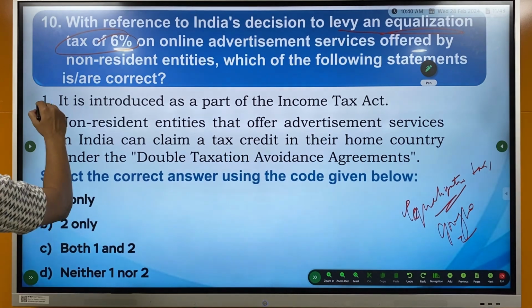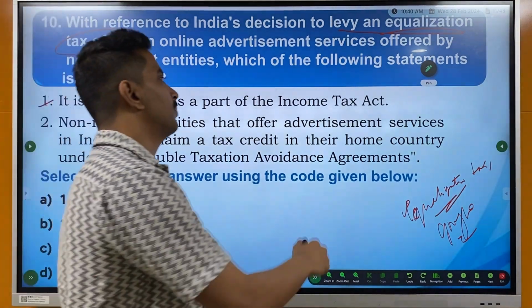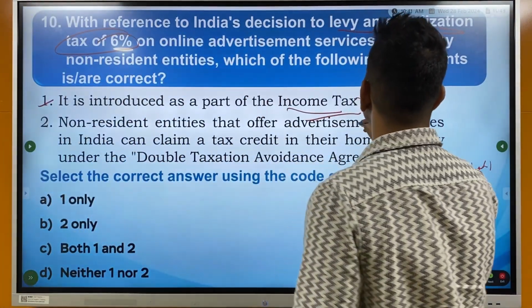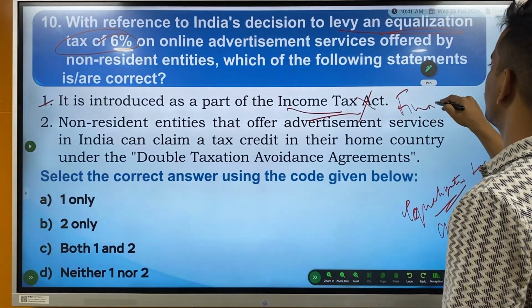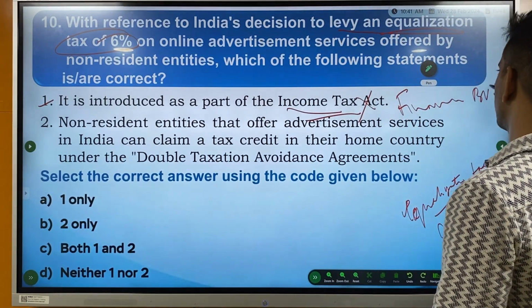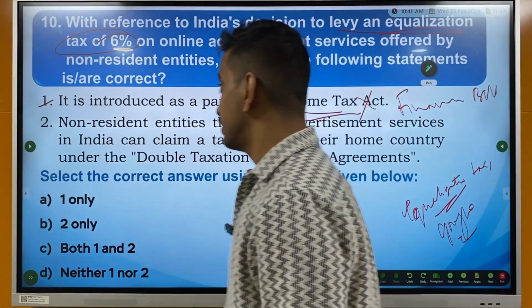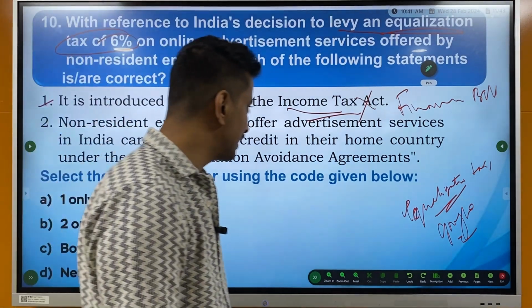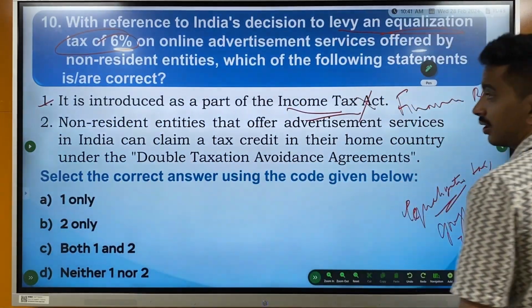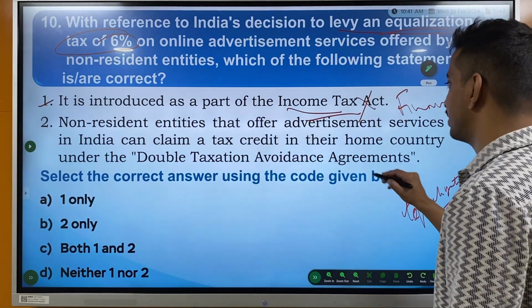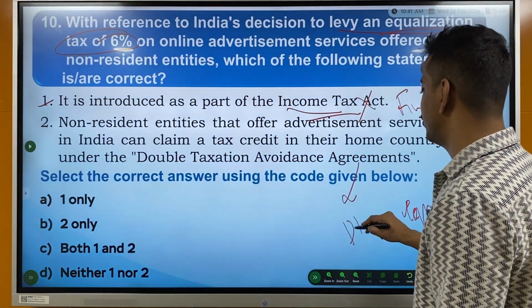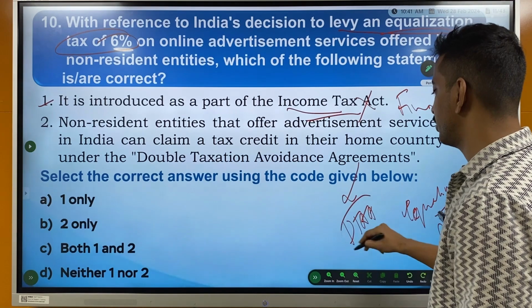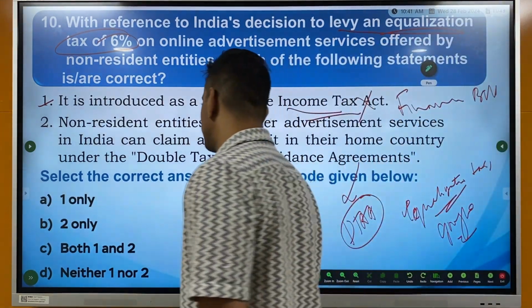Let's see. It is introduced as a part of the Income Tax Act. This statement is wrong. It was introduced as a finance bill. Next, non-resident entities that offer advertisement services in India can claim a tax credit in their home country due to the double taxation avoidance agreement. This DTAA agreement is also very important. You need to remember it. So what does it do?